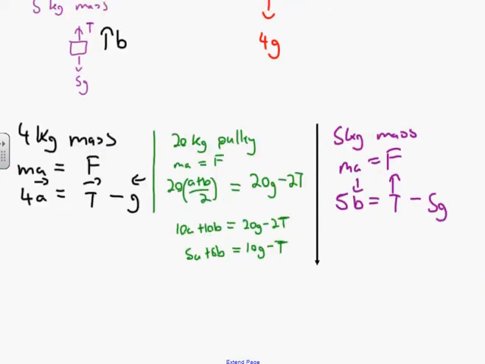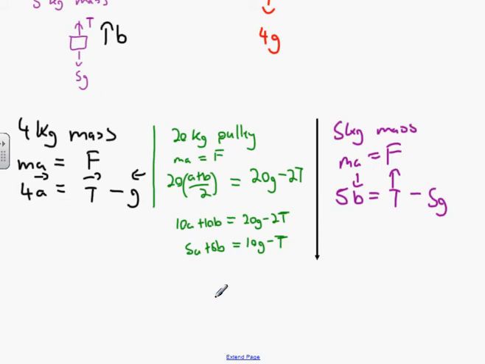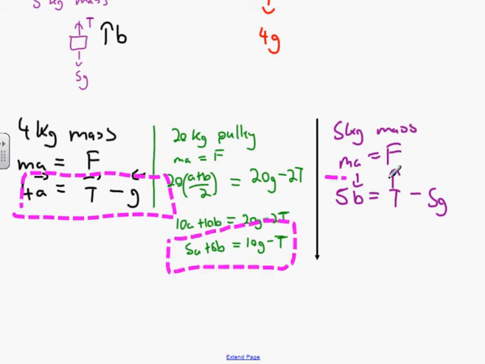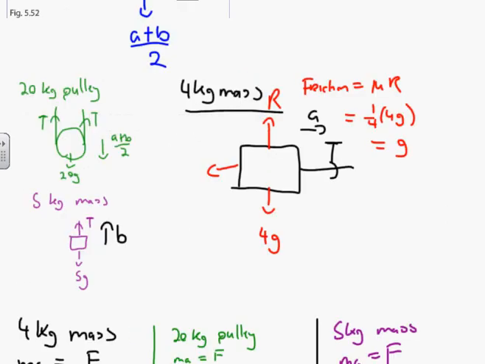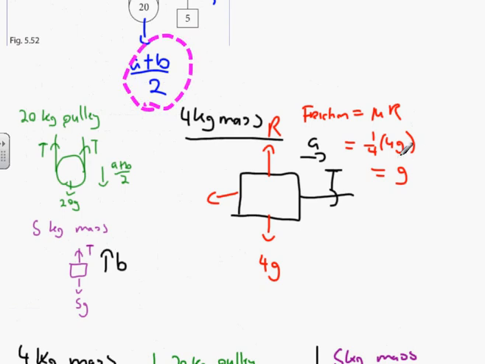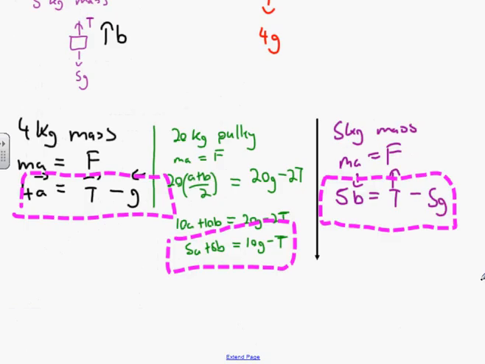Now we have 3 individual equations there. We have this equation here, this equation here, and finally we have this equation here. And what does it want us to do? Calculate the acceleration of the 20 kilogram pulley in terms of G. Okay, so it wants us to figure out what A plus B over 2 is. So it means we've got to isolate A, followed by isolation of B.